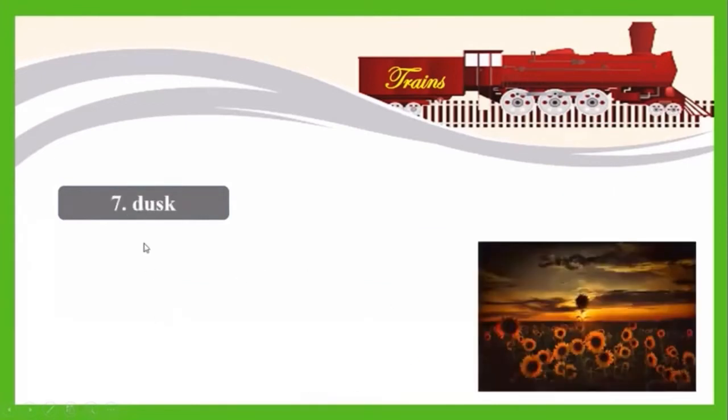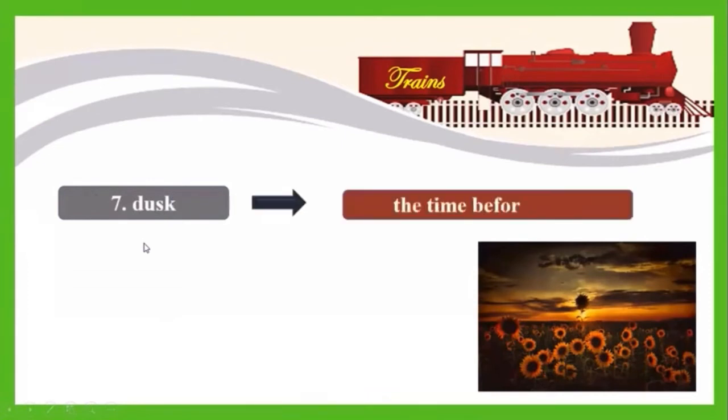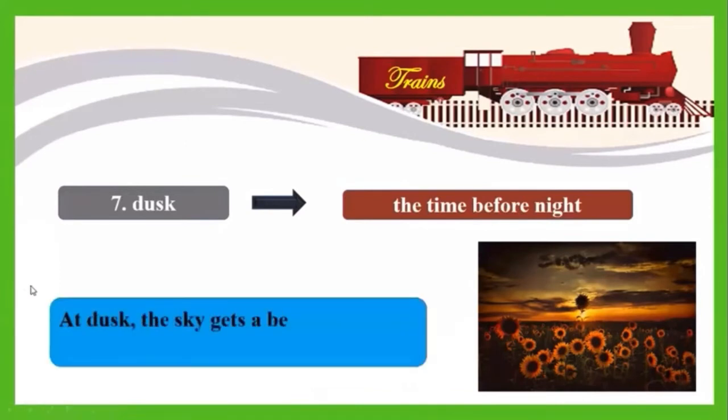Now dusk. The meaning, the time before night. What sentence can you make for dusk? Yes, at dusk the sky gets a beautiful orange color.